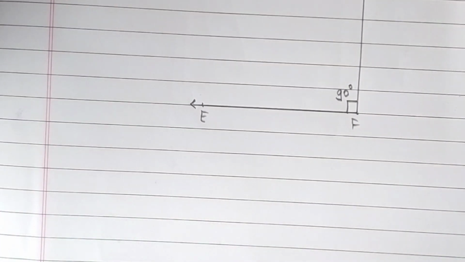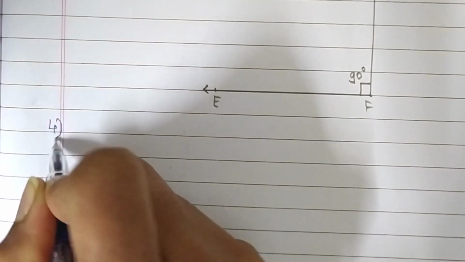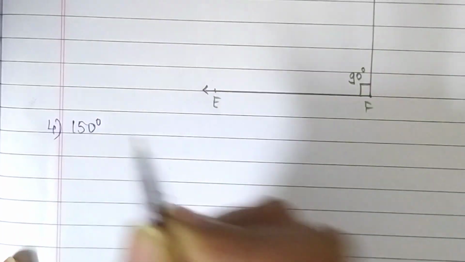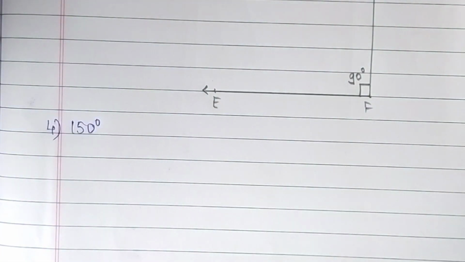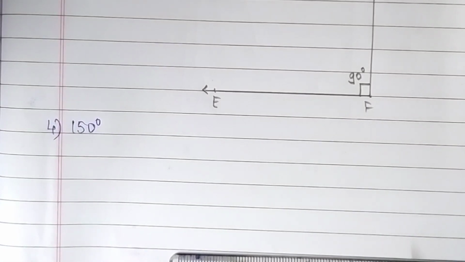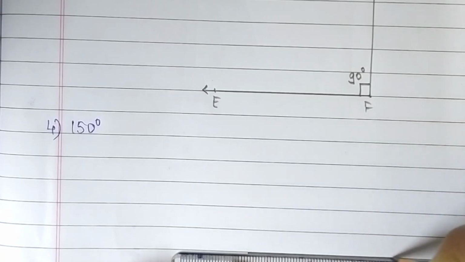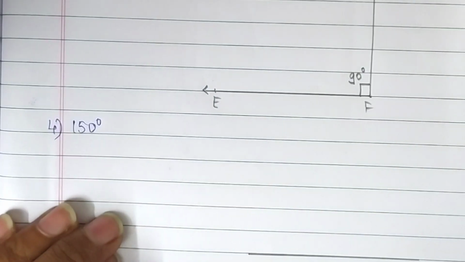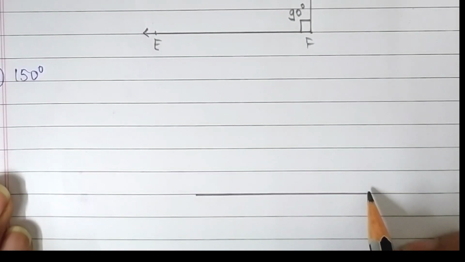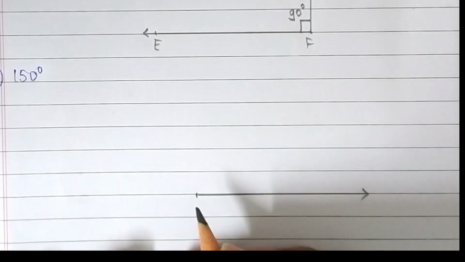Now fourth question is 150 degree. Let's draw an arm here. Leave 4 or 5 lines. Look. Then decide our vertex. Here is our vertex. Give it a name.